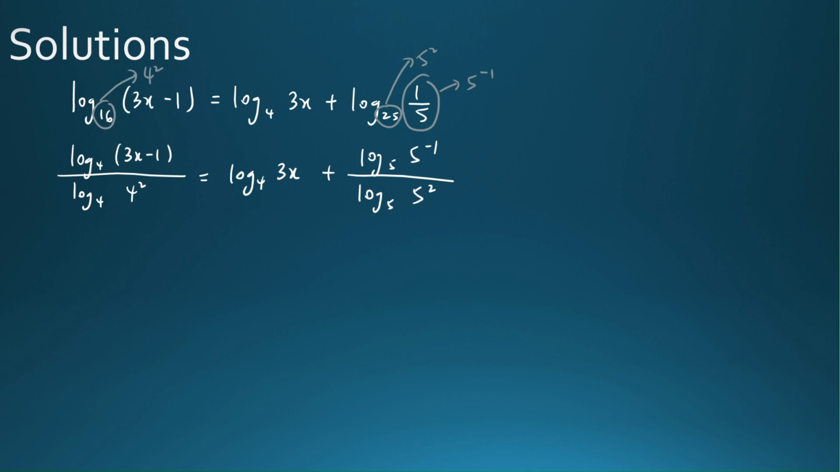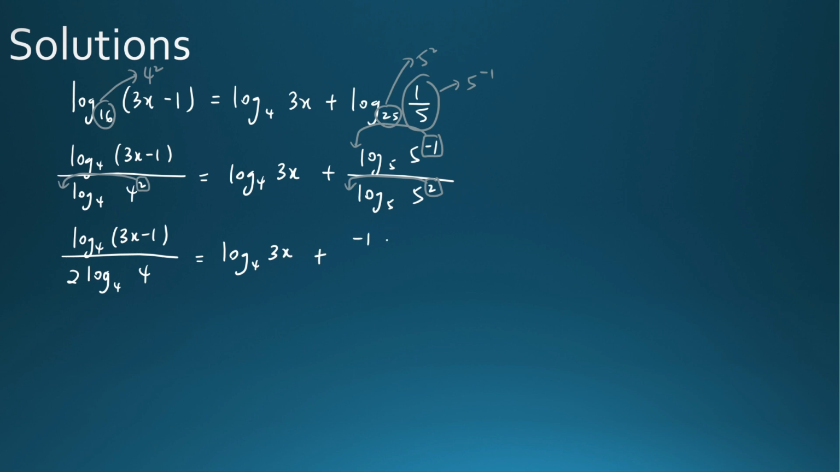So right now, by using power law, what I can do is the power 2 can actually become a coefficient. Similarly for my power negative 1 and my power 2 here. So what I have in the next line, it will be log base 4, 3x minus 1, and I'll have 2 become the coefficient, log base 4, equals to second term stay the same. Well, for the third term, I'm going to have negative 1 coefficient at the front, so log base 5, and 2 coefficient at the front, log base 5.